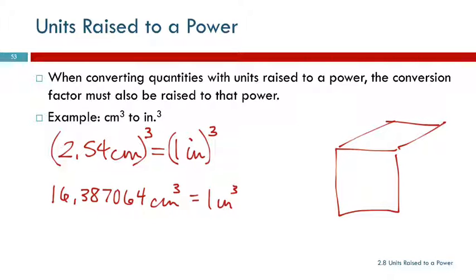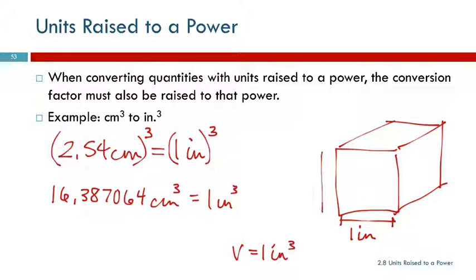The common mistake students make is they'll tell me that 1 cubic inch equals 2.54 cubic centimeters. Well, let's look at this cube I just drew. Each side is 1 inch in length. So what's the volume of the cube? The length times the width times the height. So the volume equals 1 cubic inch, because each side's 1.